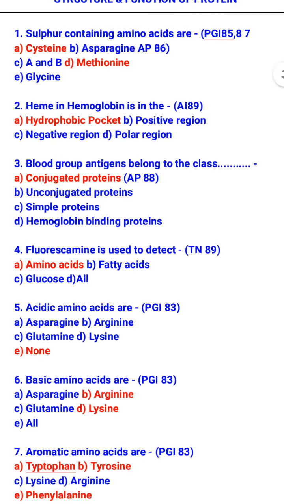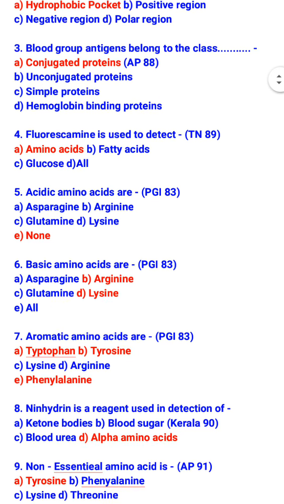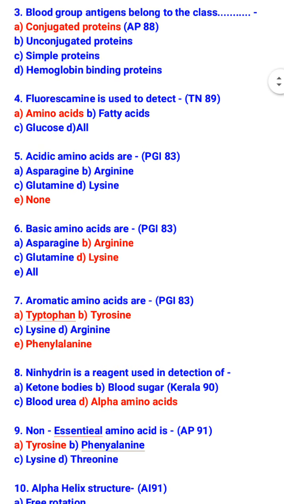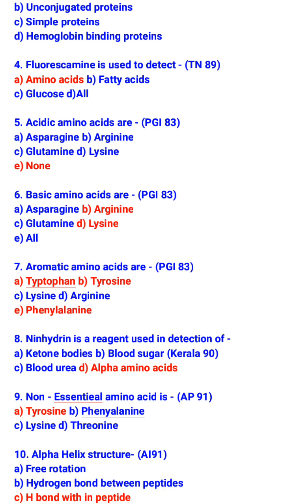Fluorescamine is used to detect amino acids. Acidic amino acids are none of these. Basic amino acids are arginine and lysine. Acidic are asparagine and... so basic is arginine and lysine.